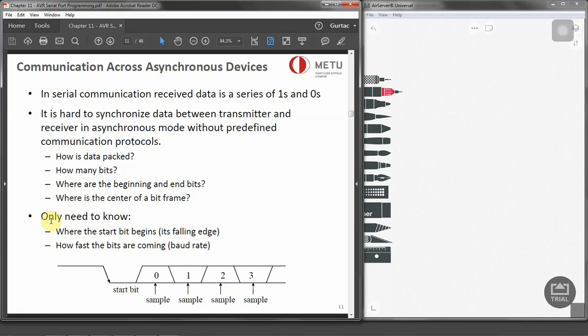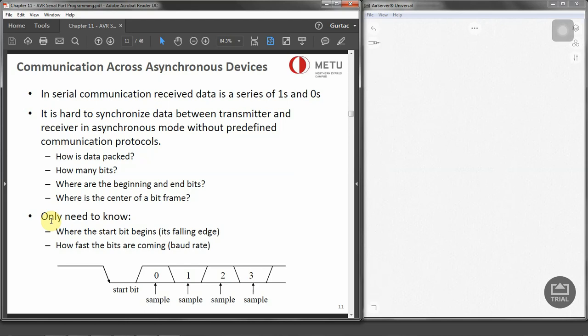Now, with the asynchronous serial data communication, which is one of the most widely used character-oriented transmissions, in asynchronous mode, each character is placed between start and stop bits. So I'll draw this.